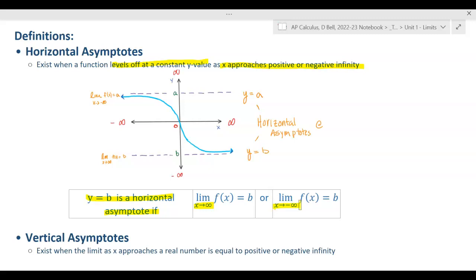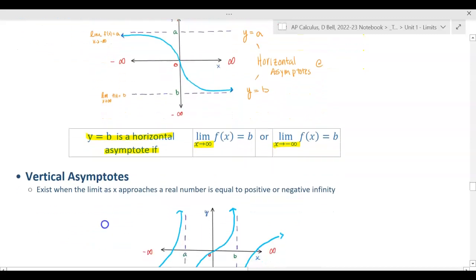So horizontal asymptotes are the end behavior of a function. As x goes to positive infinity, the x's are growing. If they're all leveling off at a number, then we have a horizontal asymptote at that number. The limit as x approaches negative infinity, as the x's continue to get smaller and smaller. If the function levels off at a y value, at a number, then we have a horizontal asymptote at y equals that number.